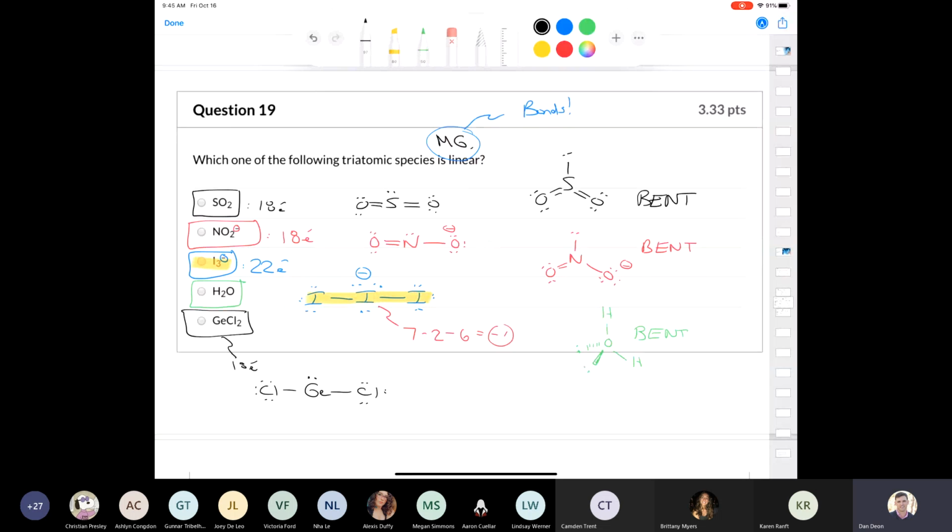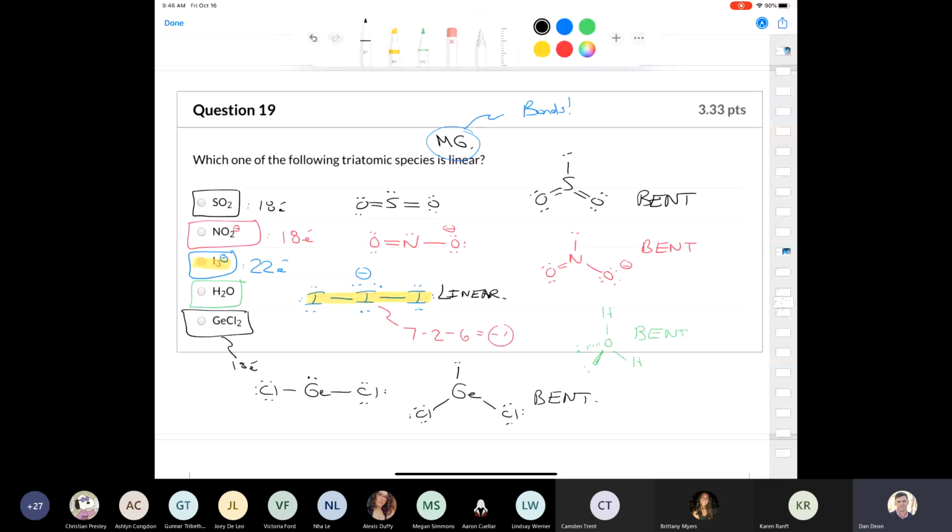Now we've got 3 regions of electron density. The formal charge of my germanium is 0. The formal charge of my chlorines is 0. Everything's perfect. And so when I draw the molecular geometry, since I've got 3 regions of electron density, the electron geometry will be trigonal planar, but the molecular geometry will be bent. Again, a lot of bent molecules here, huh? Except for I3 minus, which was linear.